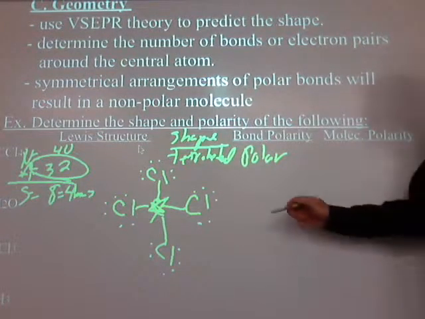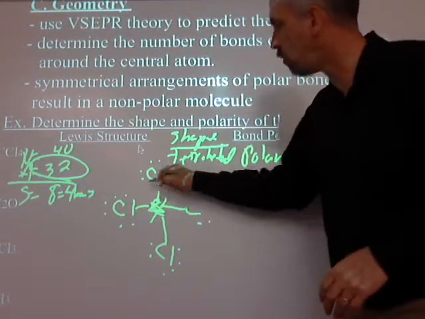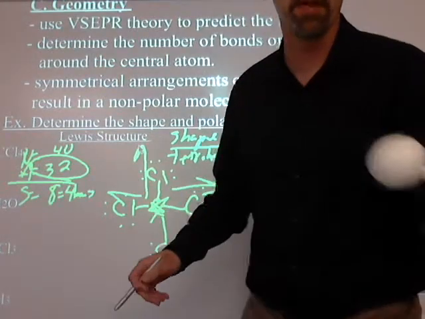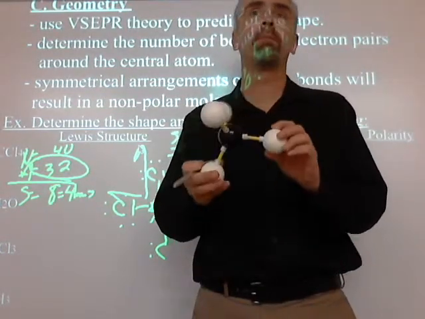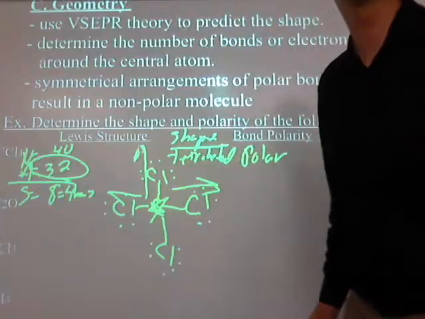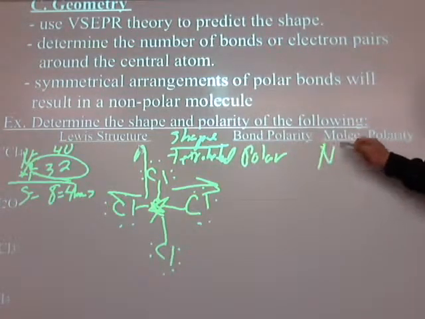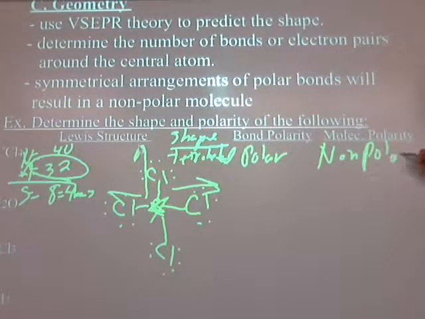Now, if I have symmetrically arranged polar bonds, pulling at perfectly equal 109.5 degree angles, what does my molecule end up being? Nonpolar. Nonpolar. So there's a great, perfect example, review of how to do this.